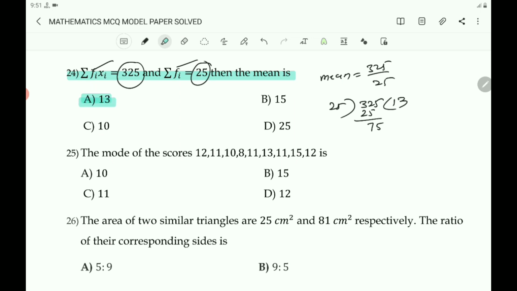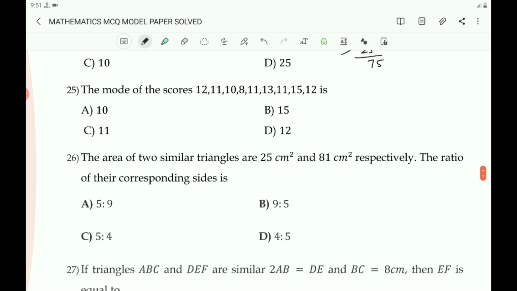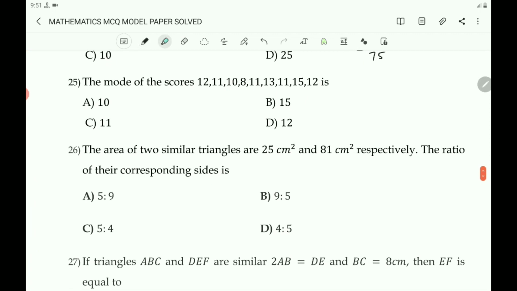What is the mean here? The mean is 13. You have to divide the sum of all the scores by the number of scores, 325 by 25. Next you take question number 25.